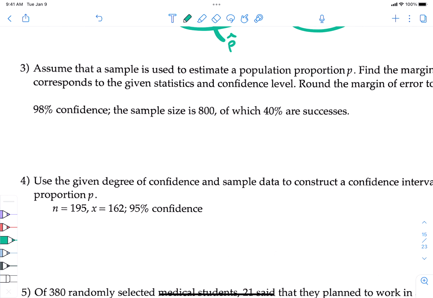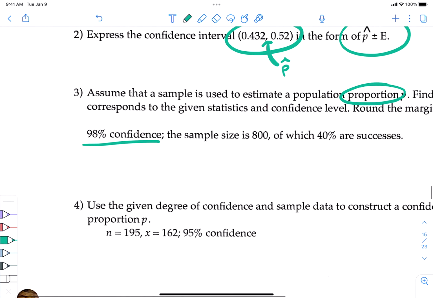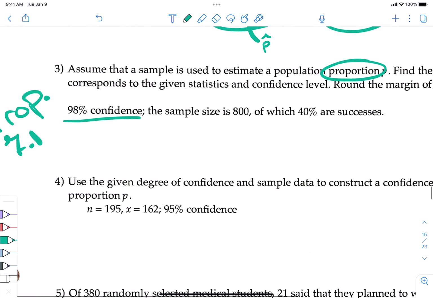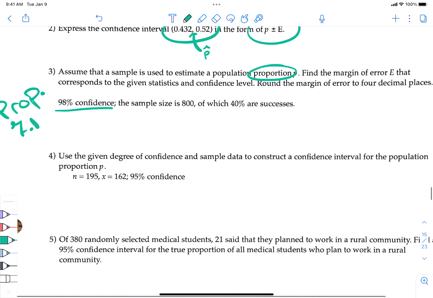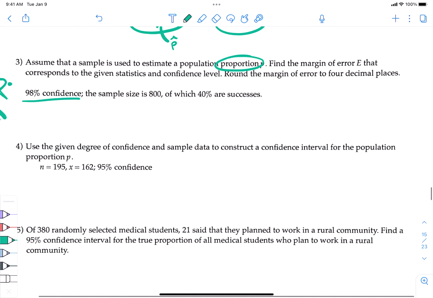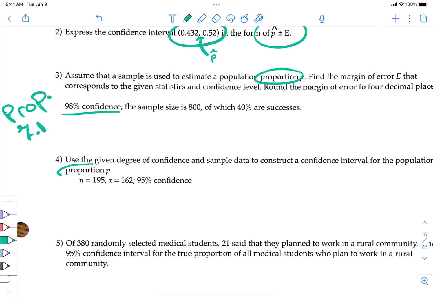This is the first one that we have to create a 98% confidence interval. But let's see, are we doing proportion, mean, or standard deviation? Proportion. Circle the word proportion. I'm going to put it off to the side. So we know that we are doing 7-1 stuff, right? So you're going to look at the 7-1 information for confidence interval. Number 4. Use the given degree of confidence and sample data to construct a confidence interval for the population proportion. We're doing another proportion again. So those two are exactly the same. You're going to use 7-1 stuff.